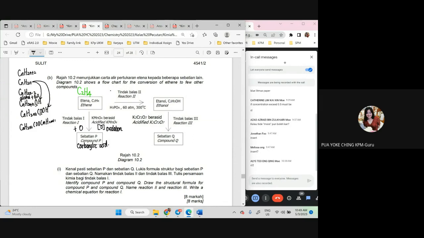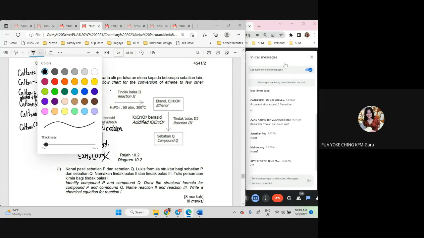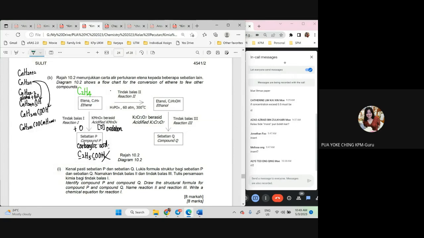Bila carboxylic acid, jangan terlalu cepat. Oh, so it should be C2H5COOH. Bila you tulis macam ni, tengok berapa C ada, dah 3 C. So bukan. Kalau carboxylic acid, you need to minus 1. So it will become CH3COOH. Then this is your ethanoic acid.